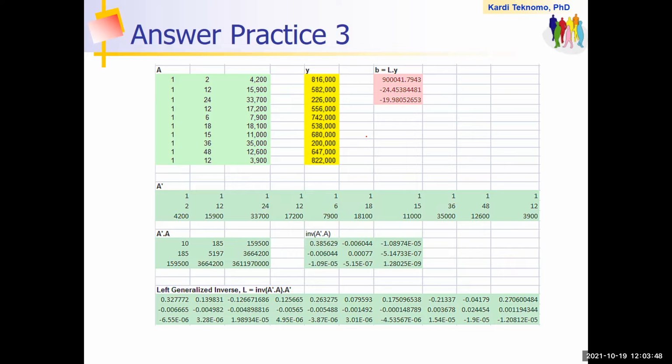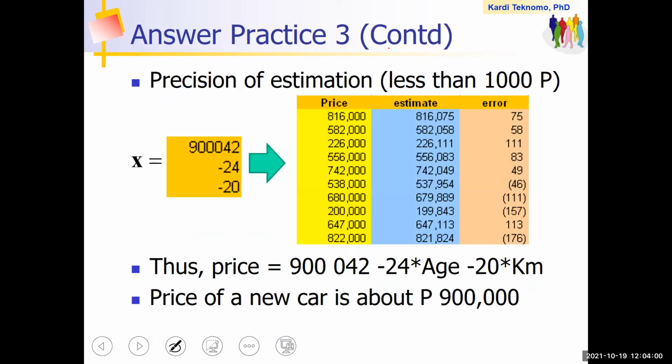Once you finish, you tell me. You show me the result. So this is the result, supposed to be. And after you get the result, can you get this error, the estimate and the error?